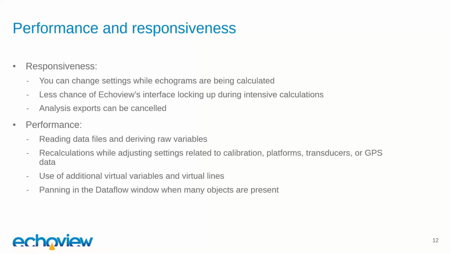For performance, in EchoView we've made some great improvements into the speed of reading data files and deriving raw variables. Also recalculations. So if you're adjusting settings that are related to calibration or platforms or transducers or GPS data, EchoView will recalculate and react to those changes much more quickly. We have more virtual variables that have been multi-threaded in EchoView 12, and we've also multi-threaded virtual lines.